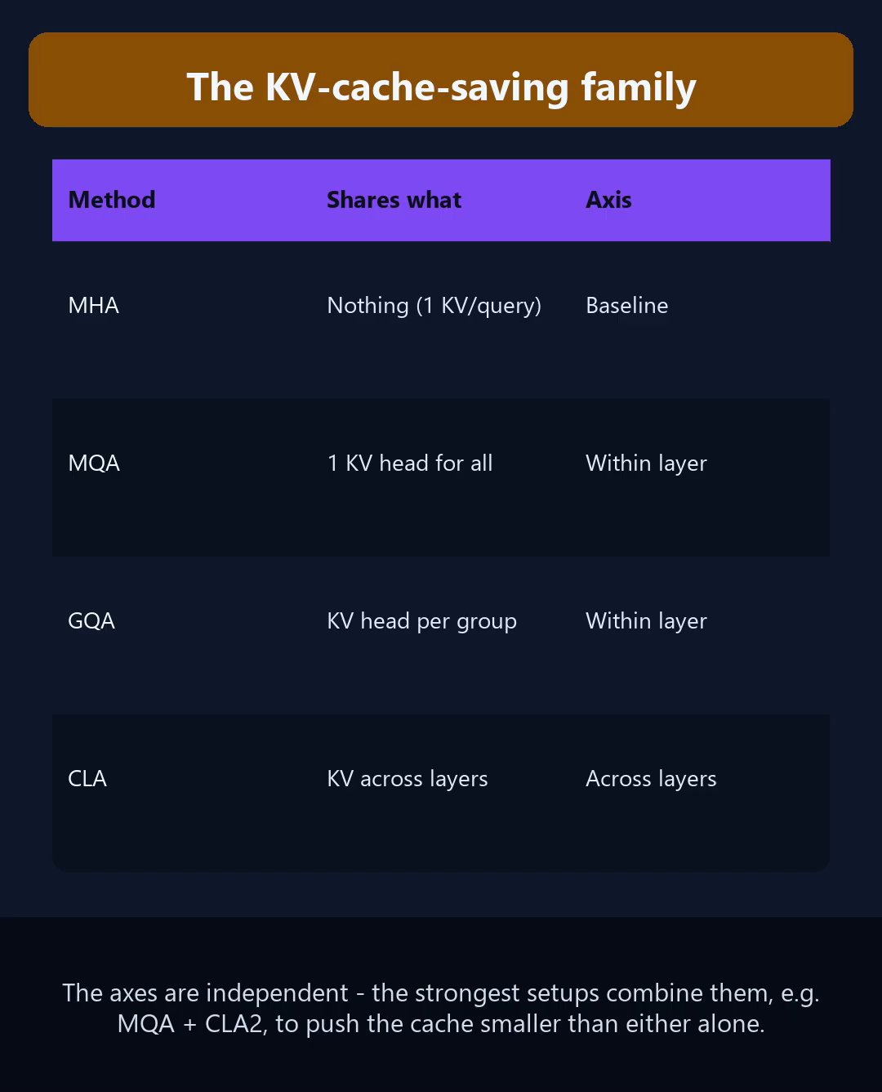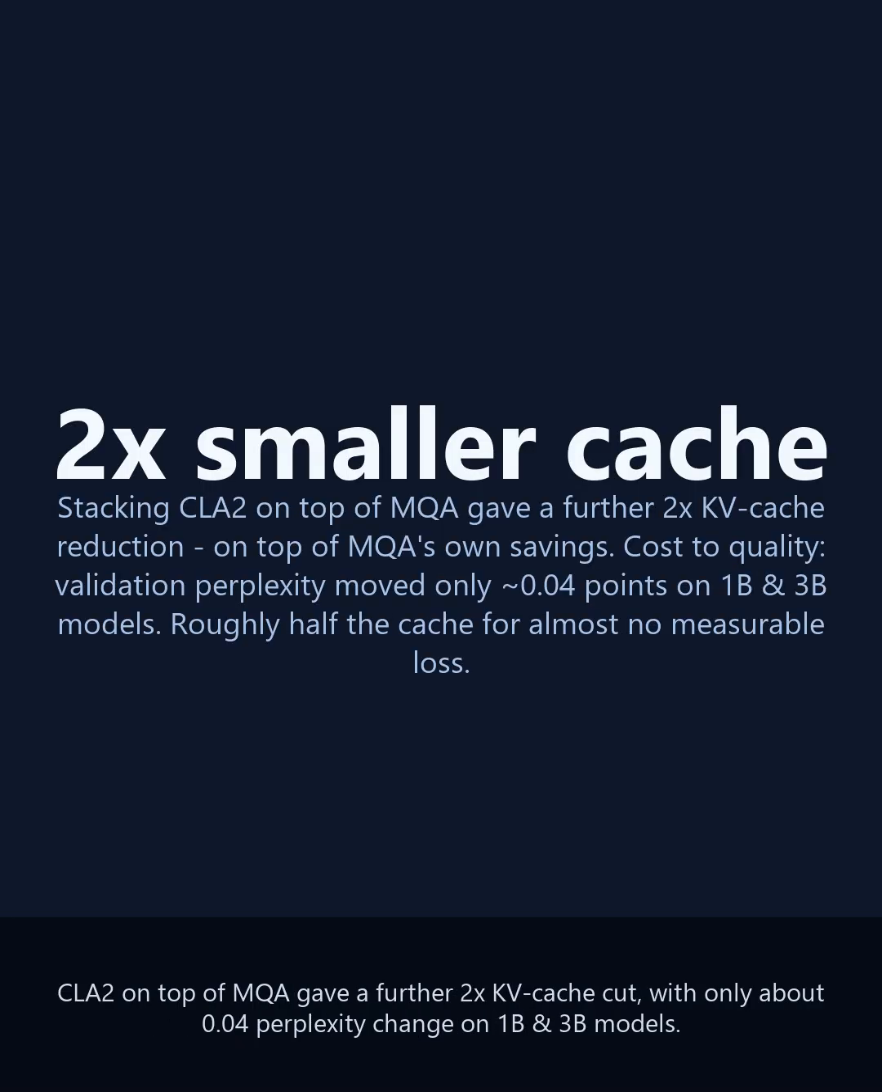Think of it as a family of cache-saving knobs. Multi-head, multi-query, and grouped query all trade key-value heads inside a layer. Cross-layer attention adds a second axis, sharing across layers, tuned by the sharing factor. Because these axes are independent, the strongest setups combine them. For example, multi-query attention plus CLA2, to push the cache smaller than either could reach alone, with quality held nearly steady.